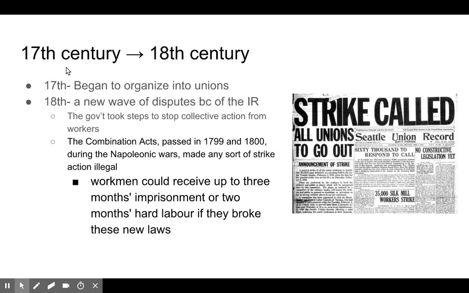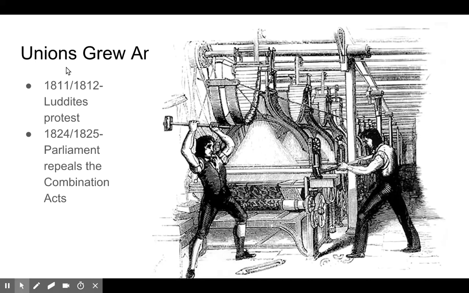In fact, Parliament passed the Combination Acts in 1799 and in 1800. This was during the Napoleonic Wars, so England already had a lot going on, and they wanted to make any sort of strike illegal. Like, hey, we have people fighting, you can just go do your job. And if someone did strike, they could receive up to 3 months imprisonment or 2 months hard labor if they broke these new laws. And unions grew despite that. In 1811 and 1812, you have a lot of Luddite protest.